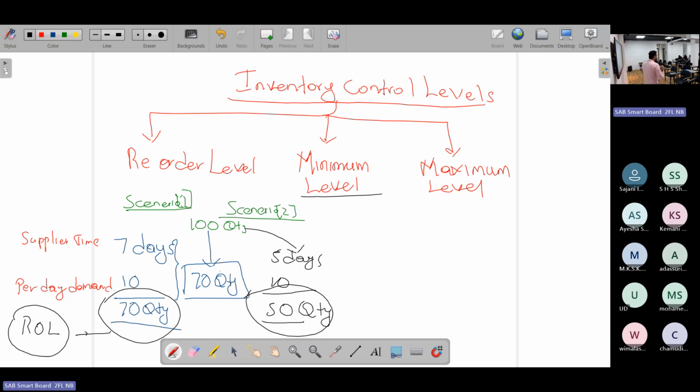How much quantity should we order? That is called reorder quantity, equal to EOQ.